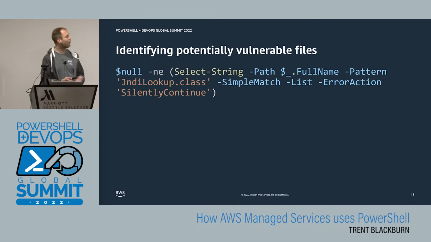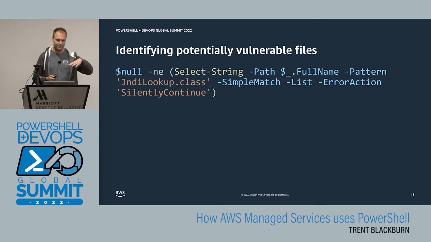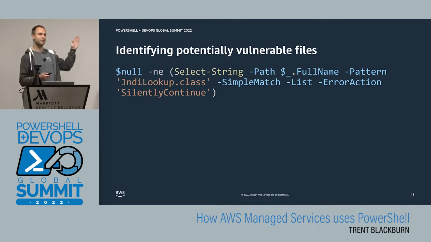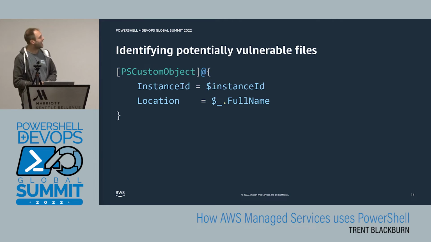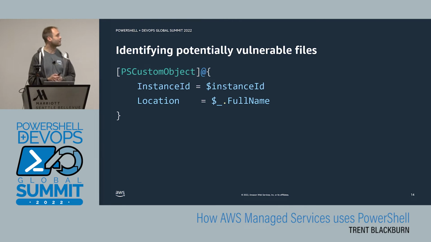It's tough to show all of this in one slide, but you can imagine, as we've gone from one slide to the next, how you can pipe from one to the next, to the next, just with the way that the PowerShell pipeline works. So that works out really well. And then at the very end, we can put it together with just a quick PowerShell custom object. In this case, since we're scanning instances, I'm going to just throw in the instance ID, and the FullName parameter is the full path of the potentially vulnerable file.